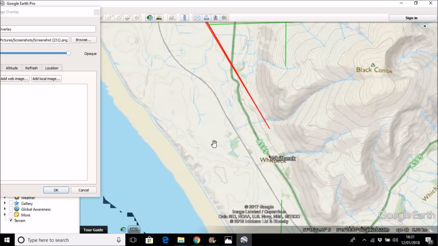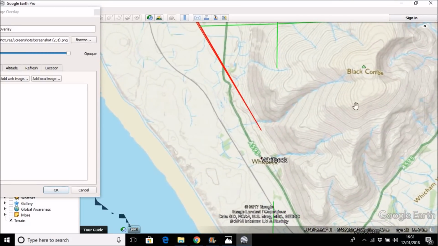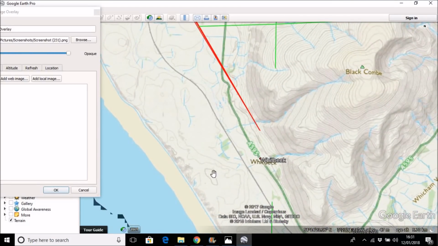Here is the top of Black Combe, and if we look here, almost in a direct line with Black Combe, we have a 50-meter contour line going around here. The darker line is a 50-meter contour line. You can see there's some quite steep cliffs in this area as well. This land down here is a little bit lower. That's a 30-meter contour line there. And here we have a 50-meter.